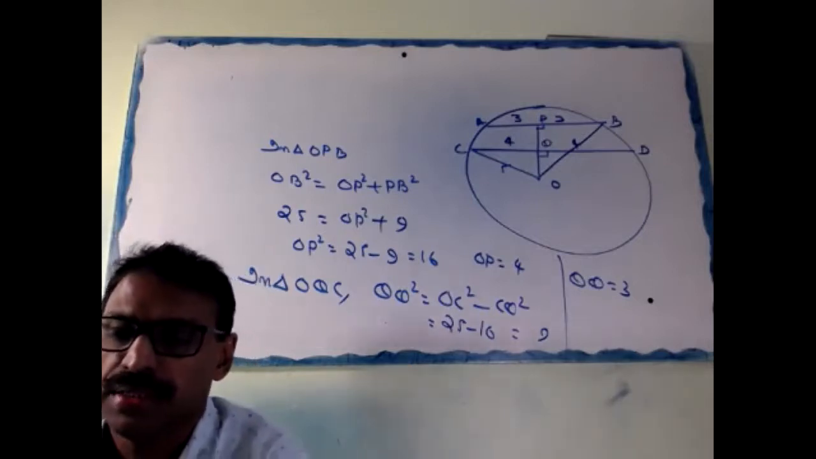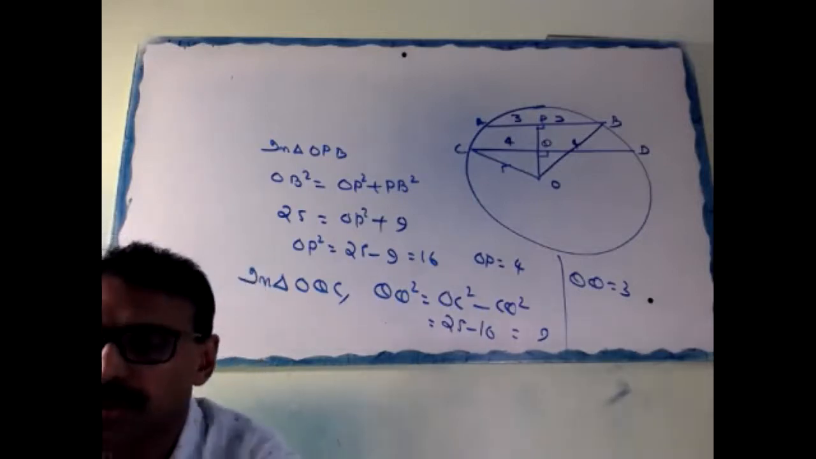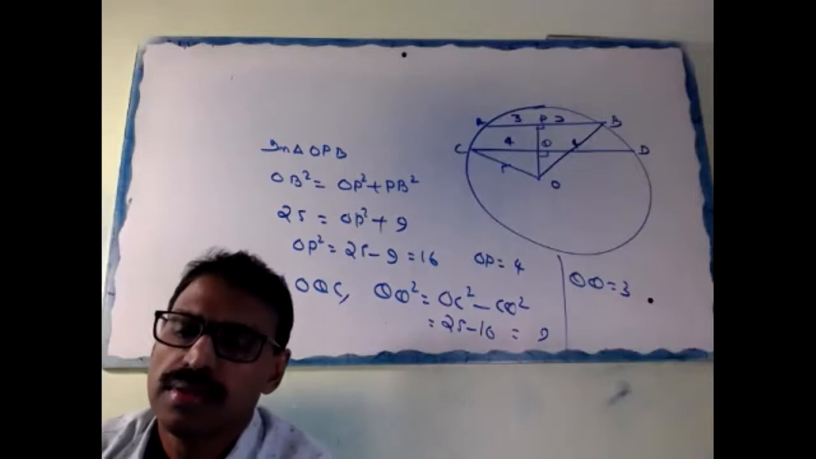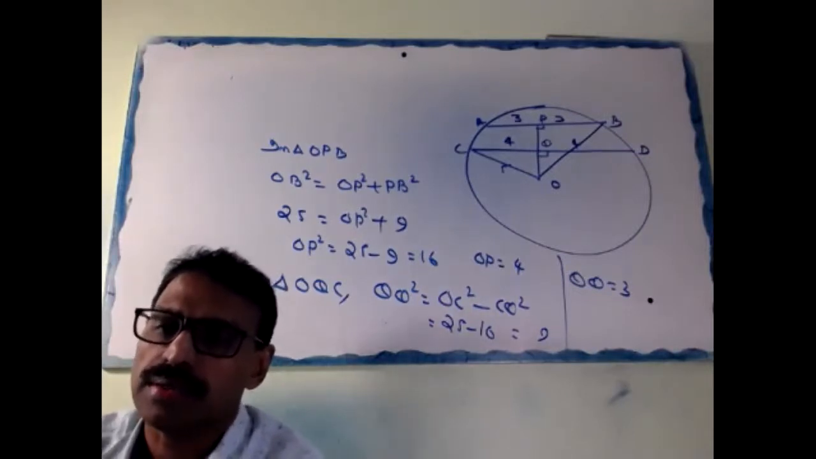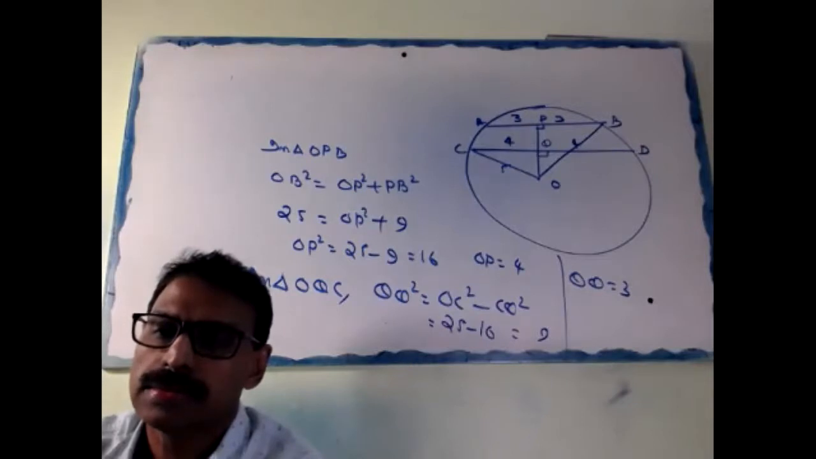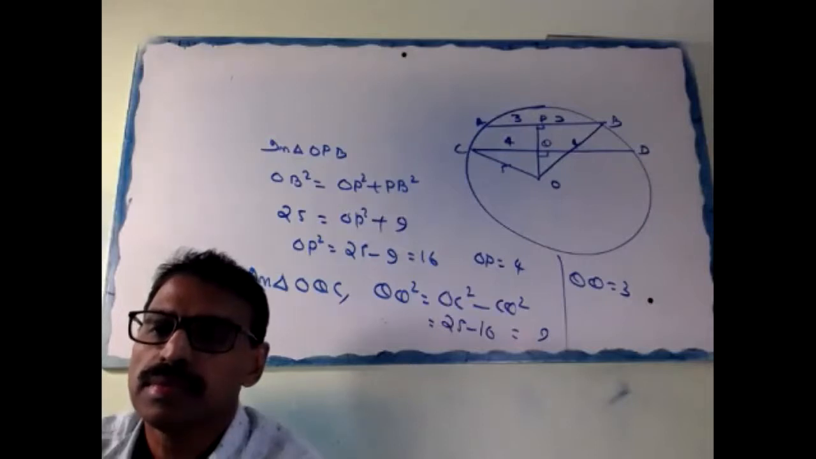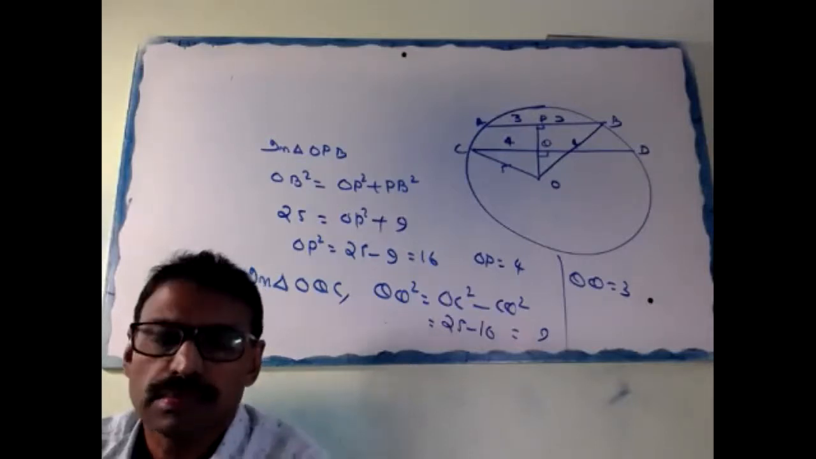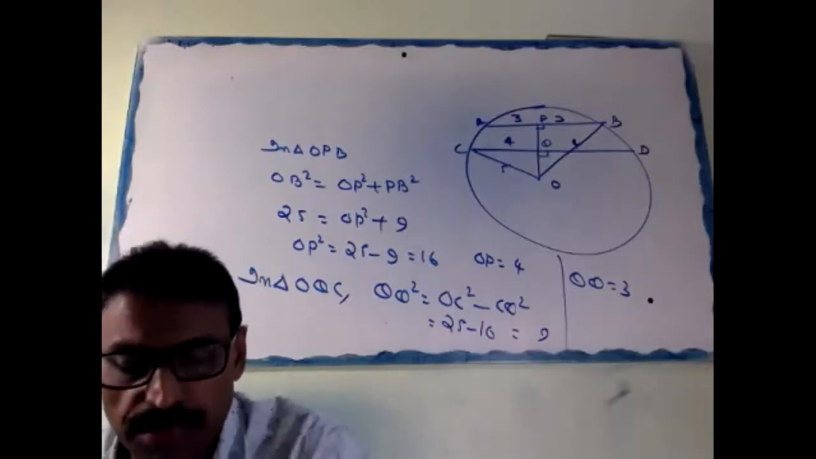Mishab, can you send me your note? Let me see your circle. Mishab, send me your note, this part. Hello, Mishab, send me now. Okay, I'm waiting. Send me on WhatsApp.